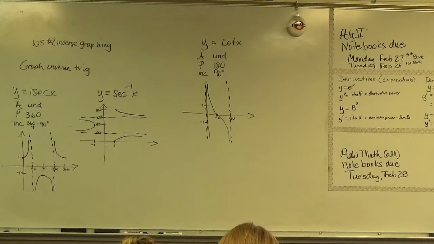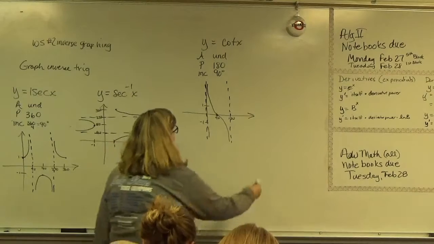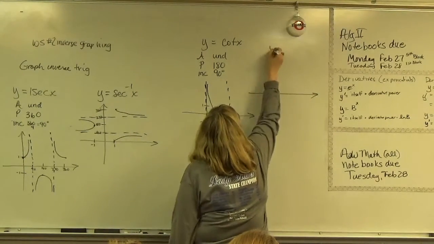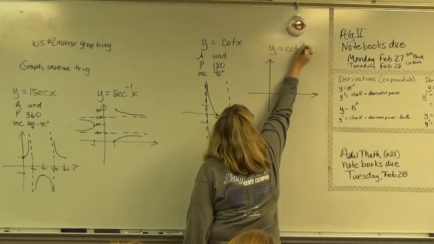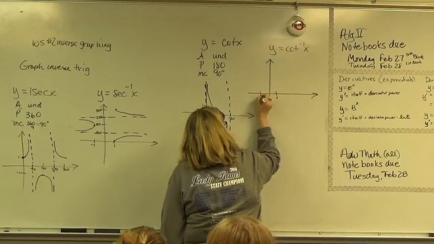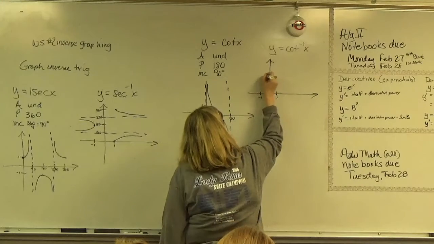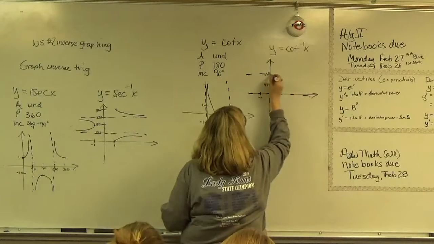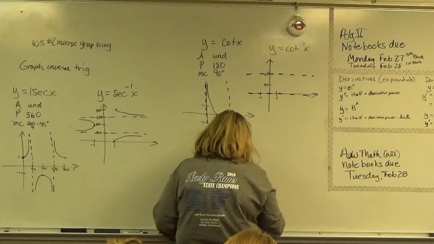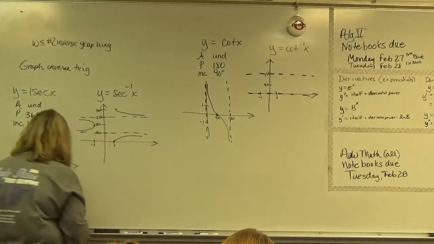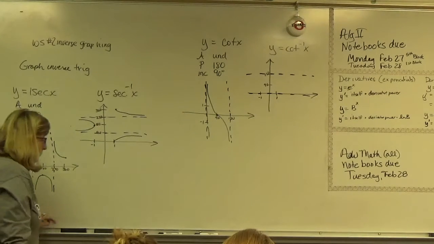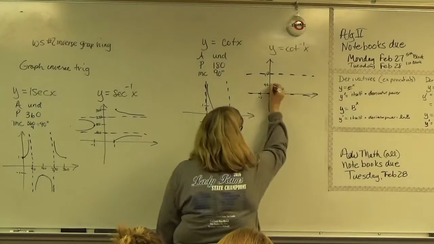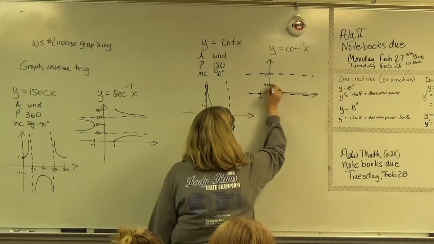Okay, now we want to make the inverse of it. What's different about the inverse? It's on its side. So I need 90 and 180. The asymptotes are still at the beginning and the end. And what's the cotangent curve do? 0, starting positive, then goes negative?